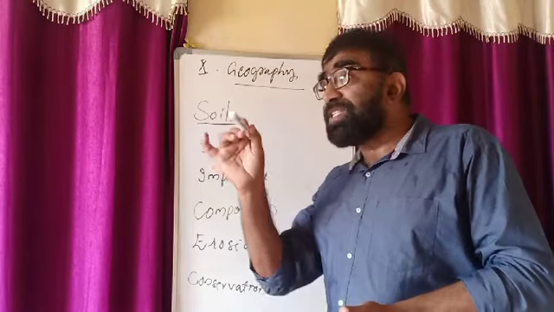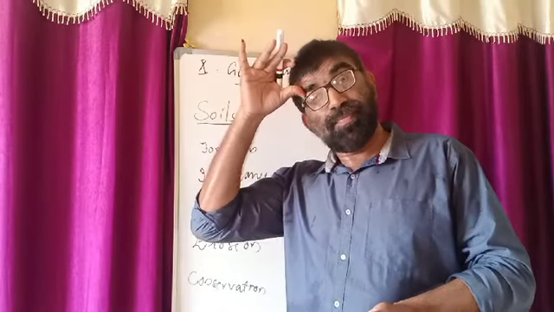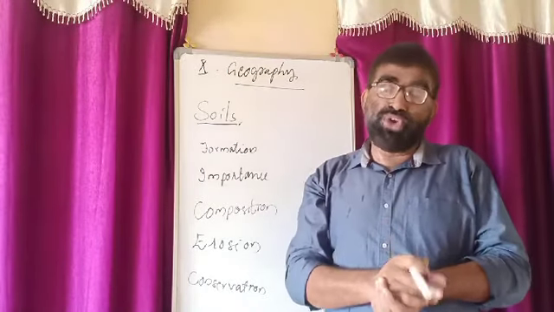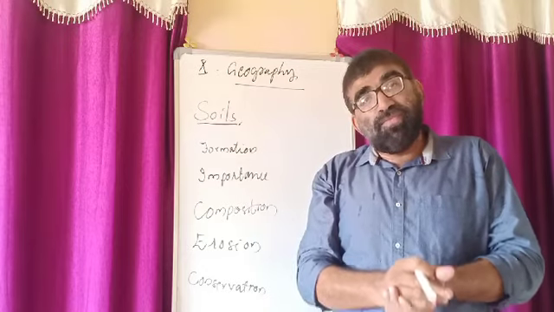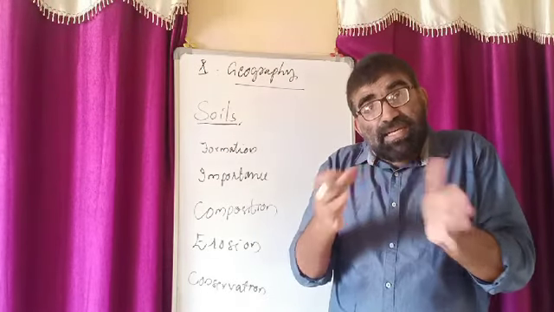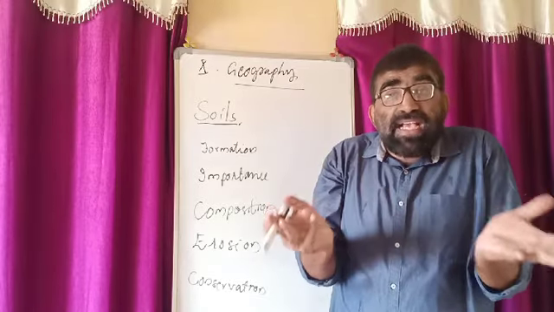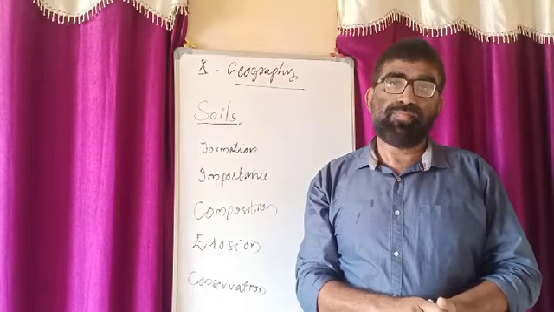Then another important type of soil is clay soil. Clay soil consists of 60% clay and 10% sand. And clay soil is not porous, it retains moisture. When it is wet, it becomes sticky. And in the dry season, cracks develop in this soil, and that helps aeration.